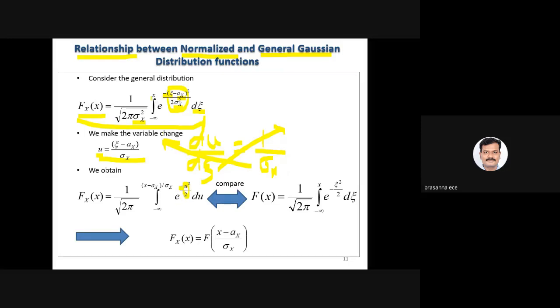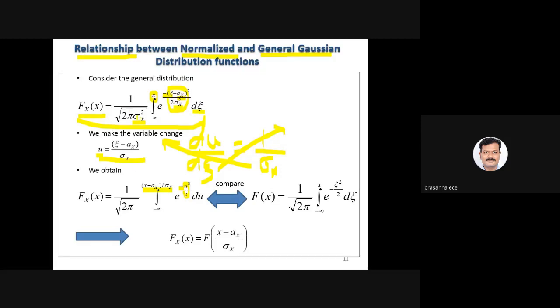And then if you observe the limit here, it is x, right? So when zeta is equal to x, what is the u value? Here we are integrating with respect to zeta, so the limit is x. So when zeta takes the value of x, which is the upper limit, your u will take the value of x minus ax, right? So that is why we have changed the limit to x minus ax by sigma x.